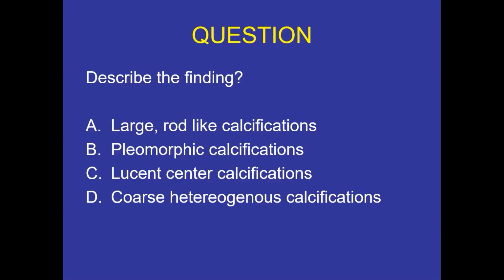Lucent center calcifications is a benign descriptor, right? So this is where you really need to know your BI-RADS. Lucent center is a benign descriptor, and these are those donut or Cheerio calcifications where they're round, they have a lucent center. Usually if you do tangential views of these, you can localize them to the skin.